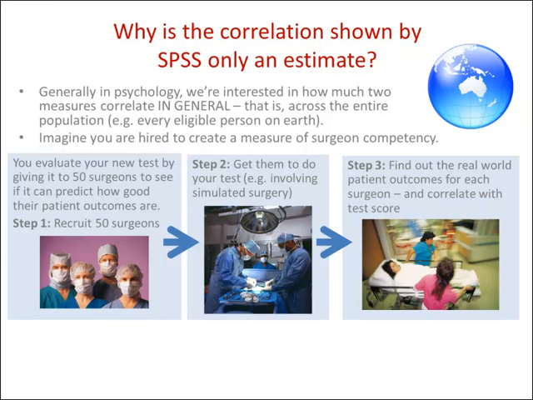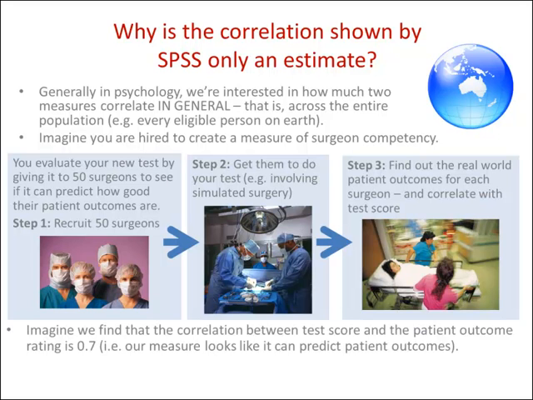Then the third step is we see how they actually do in the real world. So we follow up each of these surgeons and document their real world patient outcomes and come up with a score of actually how good they are as a surgeon, and then we correlate that real world outcome with their test score in our simulator to see whether what they're doing in that simulator is a good prediction of what they would do in the real world. Okay, so imagine we do all that and the correlation between the test score and the patient outcome rating is 0.7, so we'd be pretty pleased with that. It looks like our measure can predict patient outcomes to a reasonable degree. Okay, so that is, our measure is measuring surgeon competency.